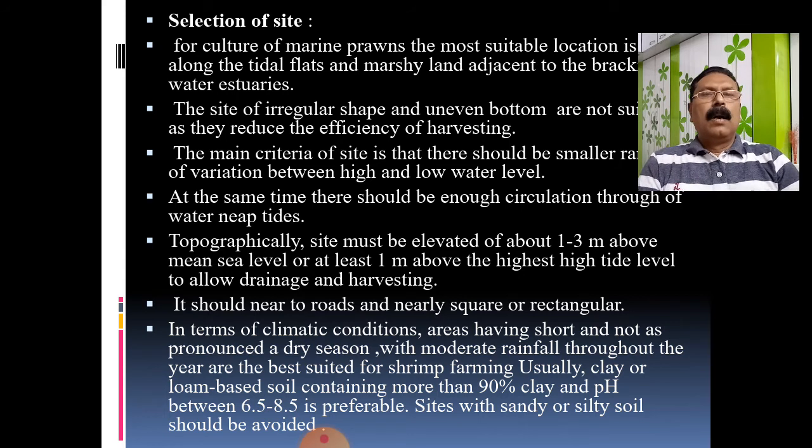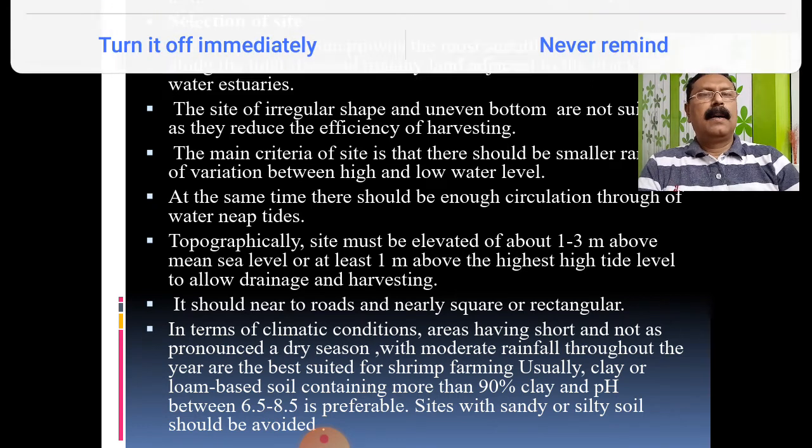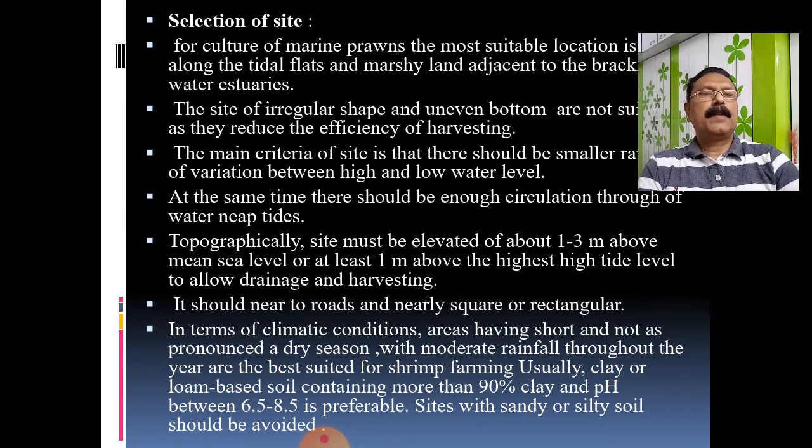Dear friends, topographically, you know very well the topography. Study of terrain, study of the features of land is nothing but topography. Topographically, that site must be elevated just about 1 to 3 meters above the mean sea level. That means the site of culture of prawns must be near about 1 to 3 meters above the mean sea level, or at least 1 meter above the highest high tide level to allow drainage and harvesting.